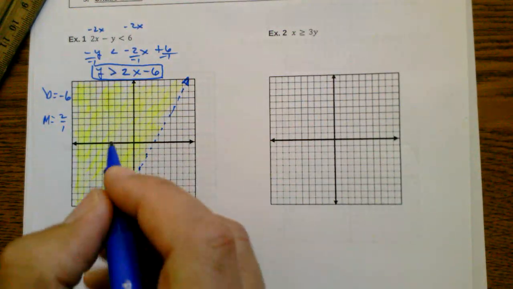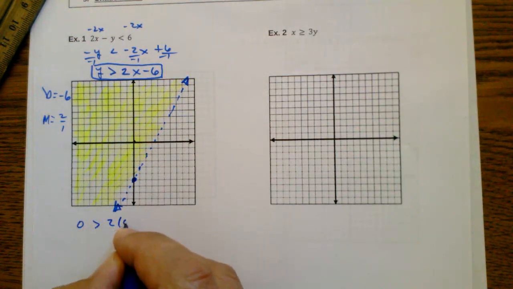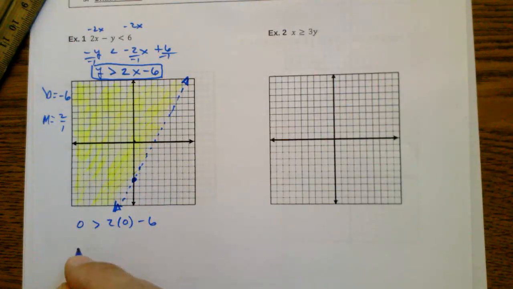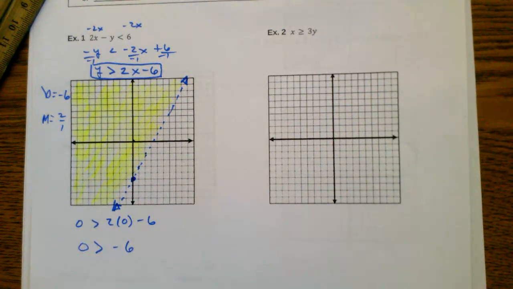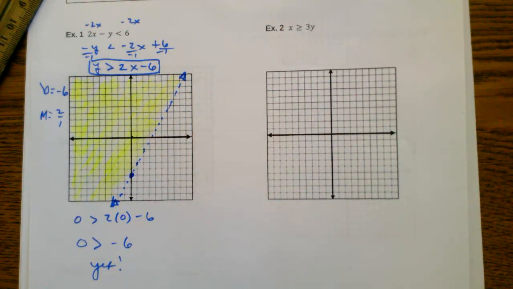If you want to check your work, you could take a point in that shaded region and see if it's true or false. You don't have to do this, but you could choose the origin, which is shaded, and ask: is 0 greater than 2 times 0 minus 6? Simplify: is 0 greater than negative 6? And the answer is yes, it's true. So that means I shaded in the correct direction. If you picked a point over here and it was a false statement, then we'd know we're not in the correct shaded region. Again, this is something you don't have to do. I always fall back on above and below, and you can too.